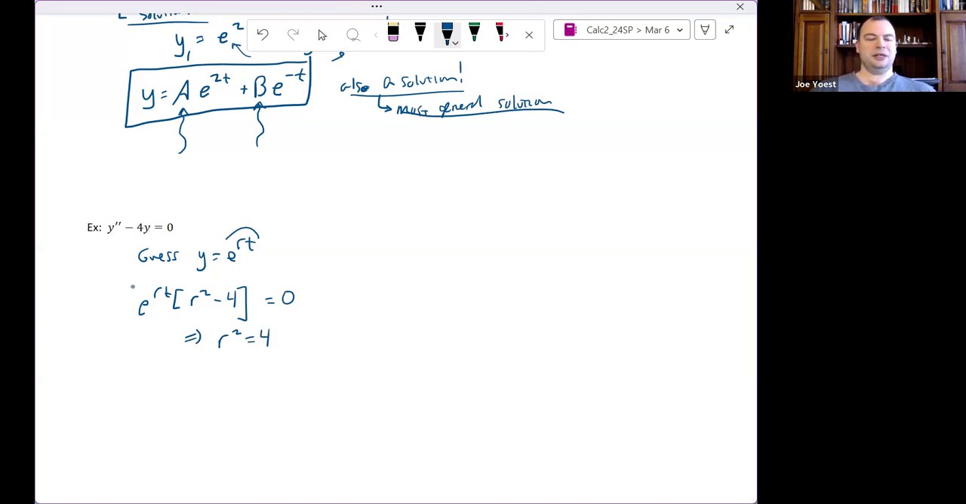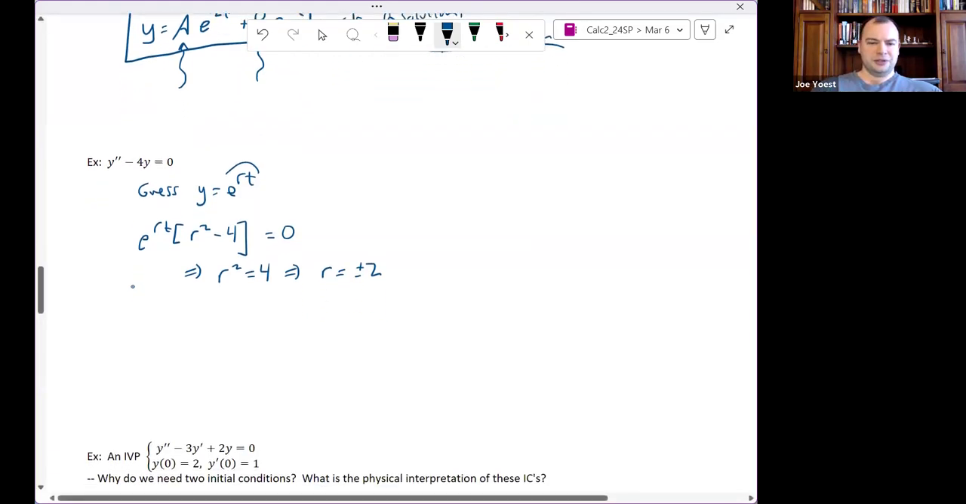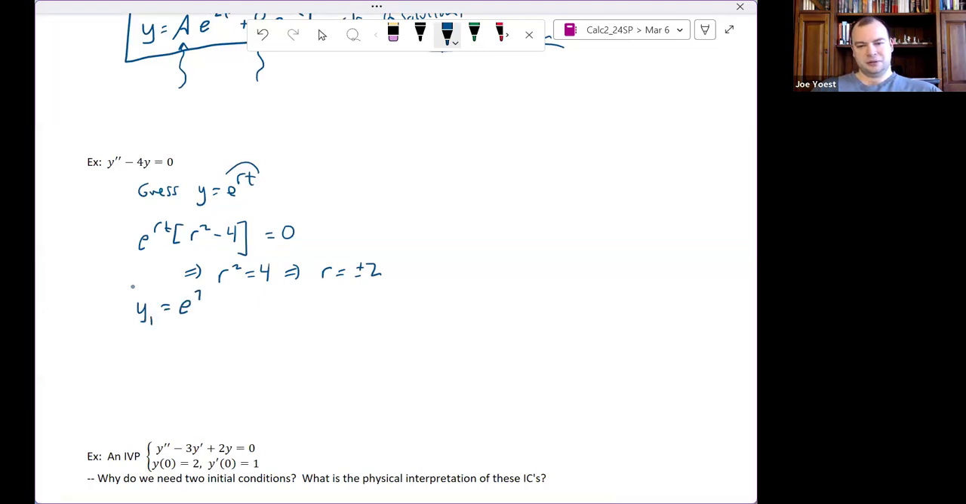I know e to the rt is never 0. That's an exponential function, always positive. That means r squared minus 4 has to be 0, r squared has to be 4, or r equals plus or minus 2. My two component solutions are e to the 2t and e to the negative 2t.